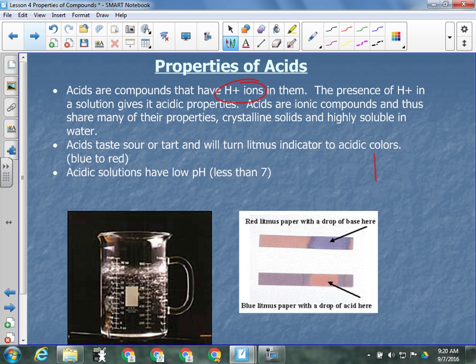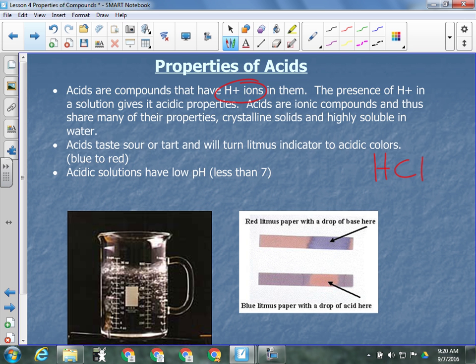Example of a very common acid, hydrogen chloride. We call that hydrochloric acid. It's the stuff that's in your stomach. The stomach acid in your stomach has a pH of about 2. It's really good at digesting and dissolving things and kind of eating them up. It has hydrogen in it, and the hydrogen is listed first, meaning the hydrogen is behaving as a metal, right? So this is an ionic compound.